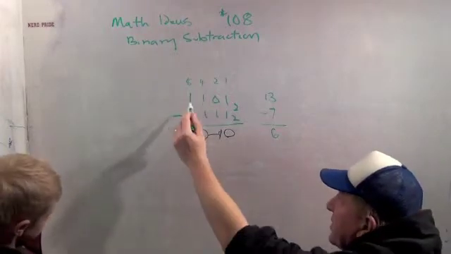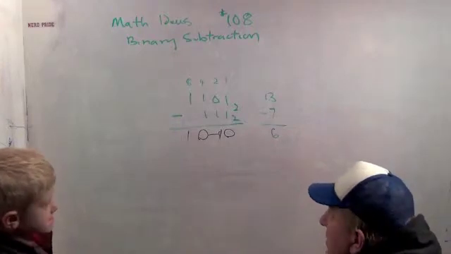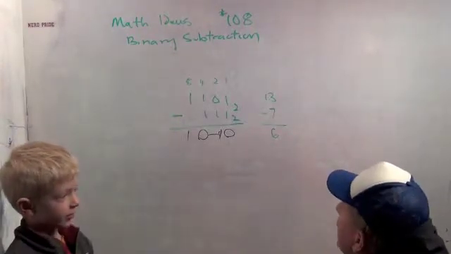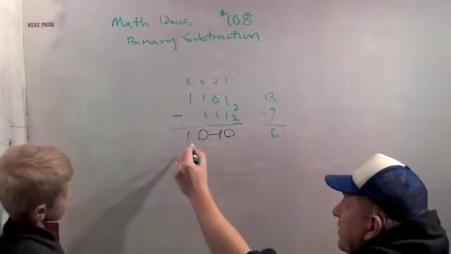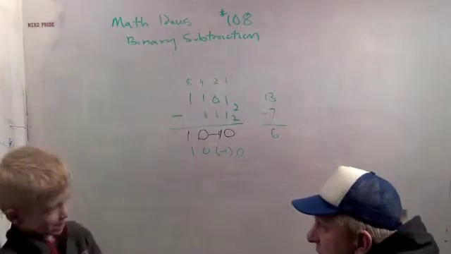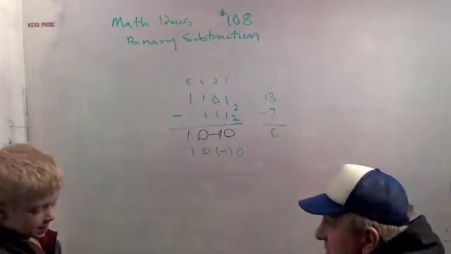We got 1 times 8 minus 1 times 2. So that's 8 minus 2, which is 6. Yay! Okay, so this is right, except for one problem. 1, 0, minus 1, 0 isn't a binary number. So this one's a little harder to fix.